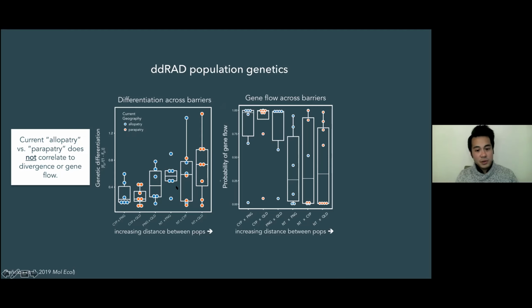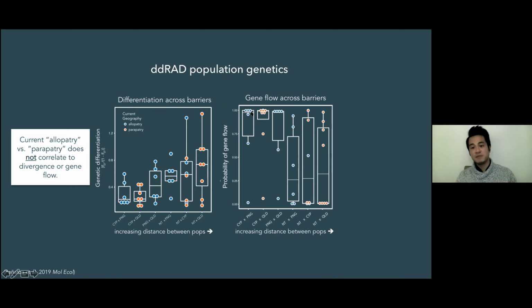What I want you to take out of this is that you don't really see much variation between the allopatric and the parapatric comparisons. You might expect the genetic differentiation to be higher in these allopatric comparisons, but that's not really what we see here, where in our parapatric comparison, you actually get a lot more divergence. And the same pattern occurs in the gene flow. This is a little bit inverse though, so the top will have the highest probability of gene flow.